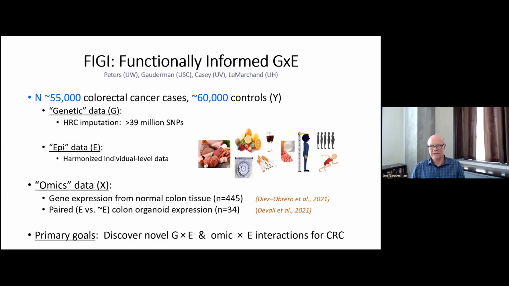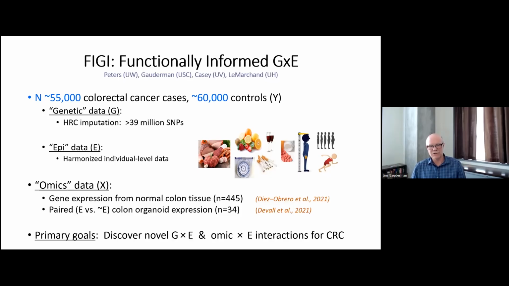Throughout my talk today, I'm going to bring in examples from a study that I work on with Ricky Peters and others, a big genetic epi study of colorectal cancer that is actually a consortium of, I think, over 60 studies now, all contributing individual level data. So we have over 120,000 subjects, genetic data, imputed SNPs, epi data that's been harmonized at the individual level on a whole host of colorectal cancer risk factors, and then some sub-studies of omics.